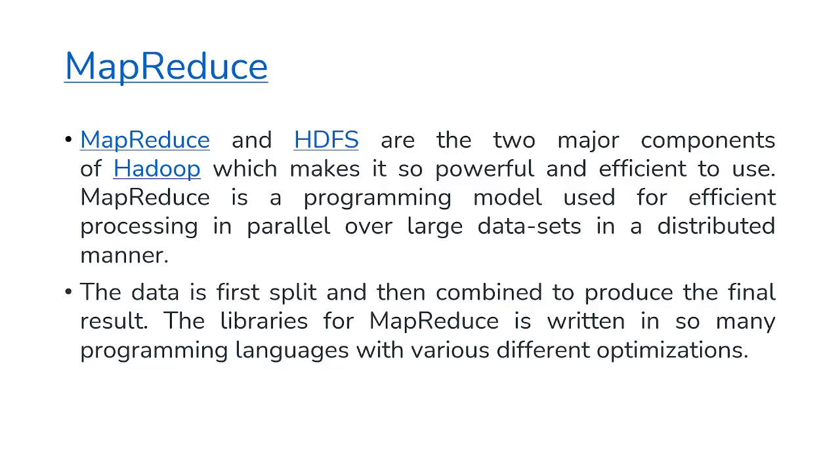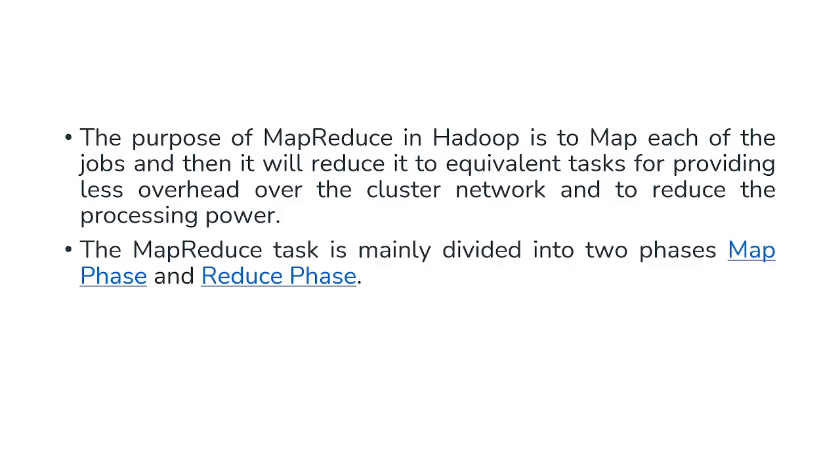First, the data is split up and then it can be combined to produce the final result. The libraries for MapReduce are written in different languages, because a MapReduce program can be supported in different programming platforms with various optimizations. The purpose of MapReduce is to map each job, and then it will be reduced to the equivalent task, providing less overhead in the cluster environment.